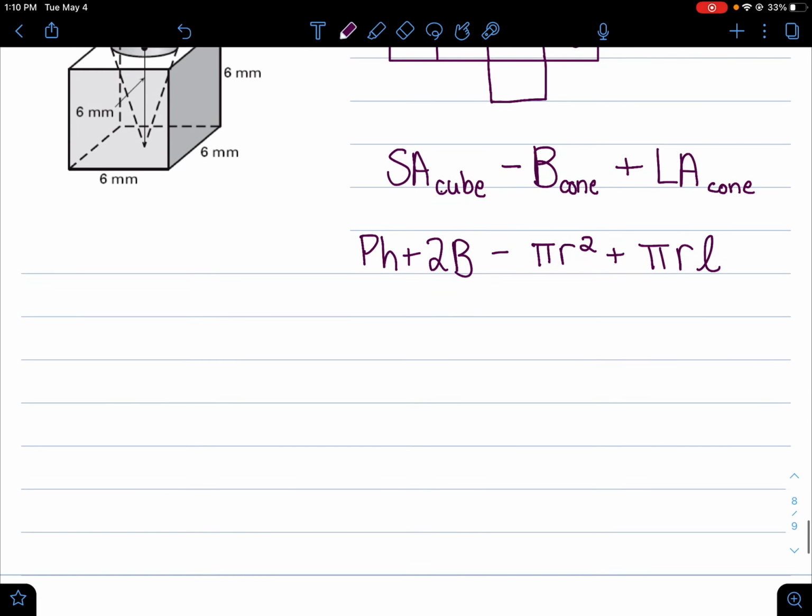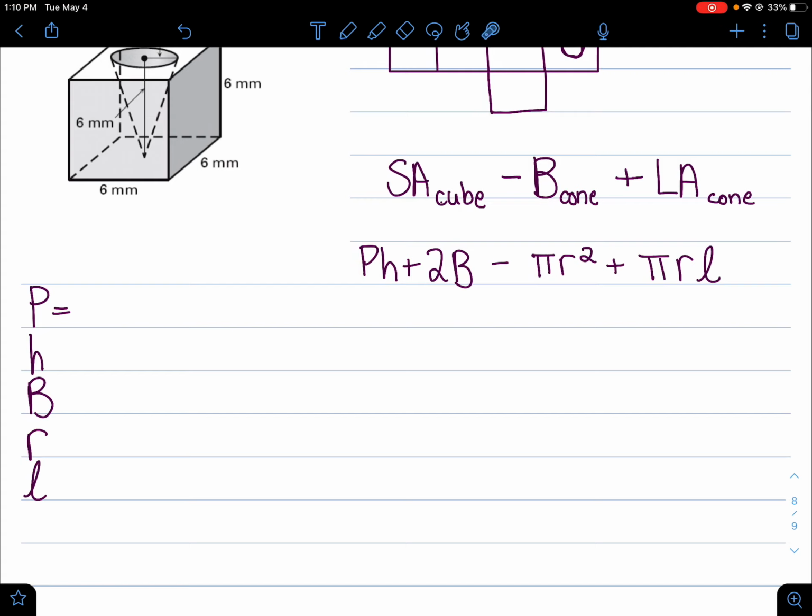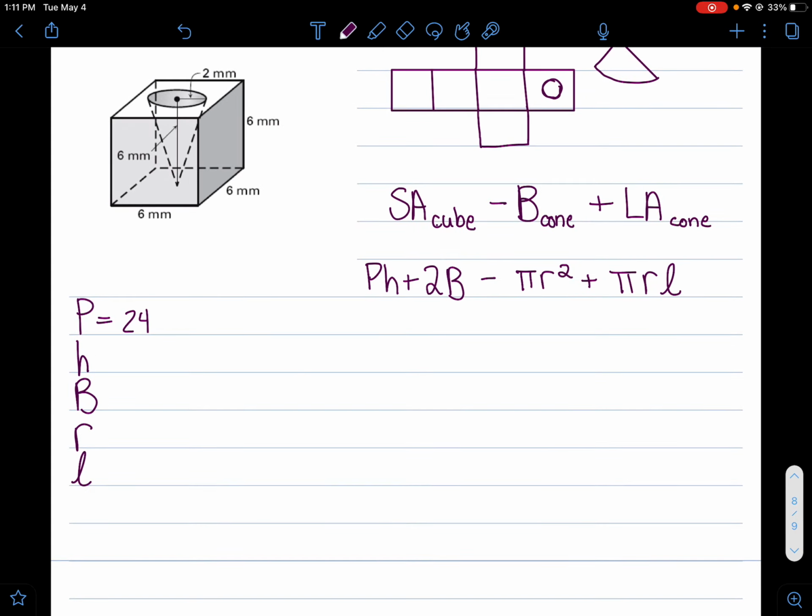We have all our pieces. Time to build our toolbox and start calculating. Perimeter, height, area of the base, radius, and slant height. The perimeter of this base of our cube is 6 plus 6 plus 6 plus 6, which is 24. The height is 6. The area of the base is 36. Radius is 2. Do we know the slant height? If you said no at your screen, you're awesome. We don't know the slant height.